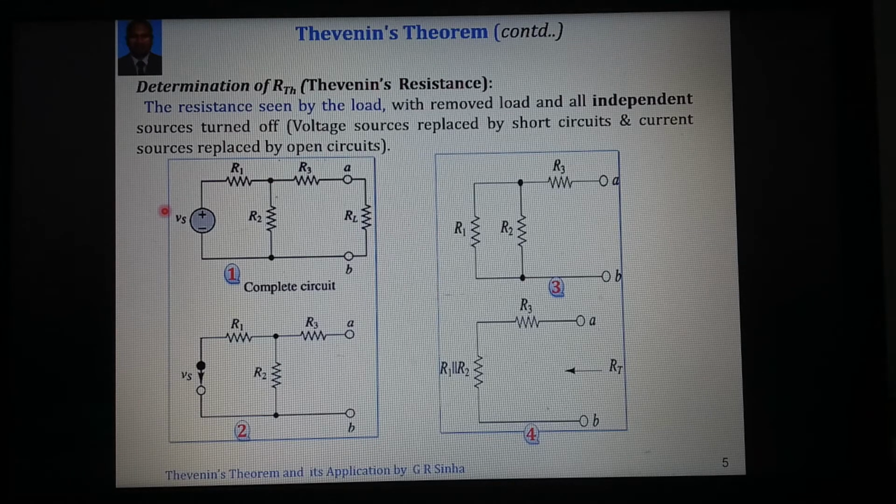And if we are interested to determine the Thevenin resistance, what do we do? Immediately, since this is an independent source, we can see in circuit number 2 it is replaced by a short circuit. What about here? We remove the load, and now looking into these terminals A and B, we can see that R1 and R2 become parallel, and this parallel combination is in series with R3. One can see here in circuit number 3. And finally, the Thevenin resistance is nothing but R3 in series with the parallel combination of R1 and R2.